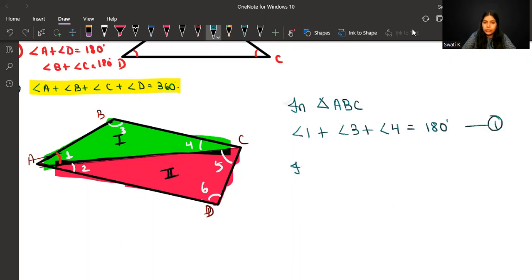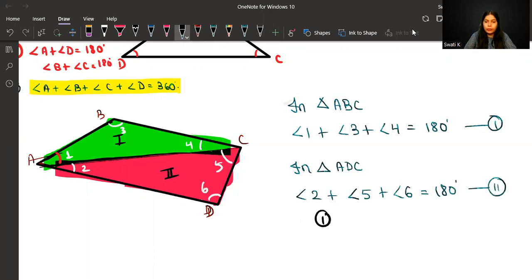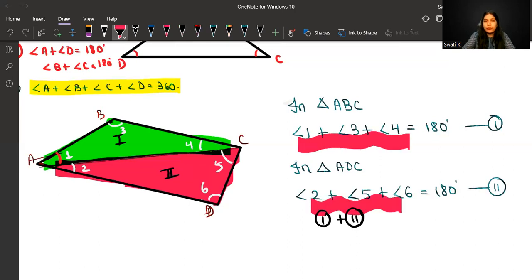Now I'll talk about triangle ADC. Of course, we can see the sum of angle 2, angle 5 and angle 6 is also 180 degrees only because that is also a triangle, and using the angle sum property, we got this. Now what I'm going to do, I'm going to add both the equations. Now remember, whenever we add the equations, we add the LHS with LHS and RHS with RHS. So here this is the LHS and this is the LHS, and this one is going to be the RHS and this one is going to be the RHS.